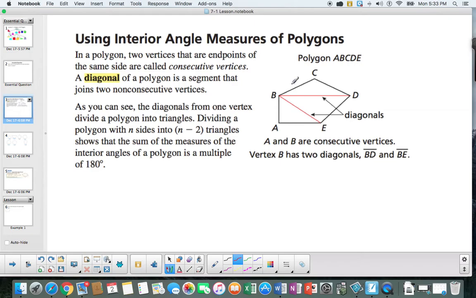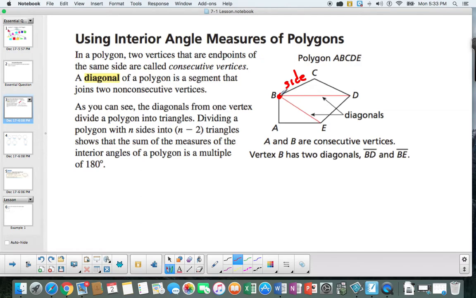Let's take a look at a polygon. When we connect consecutive vertices, we call this a side. When we connect non-consecutive vertices, we call this a diagonal. It's important to take a look at the number of diagonals coming from one vertex.